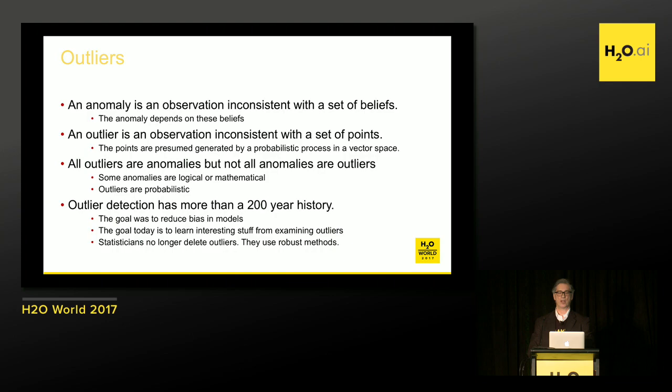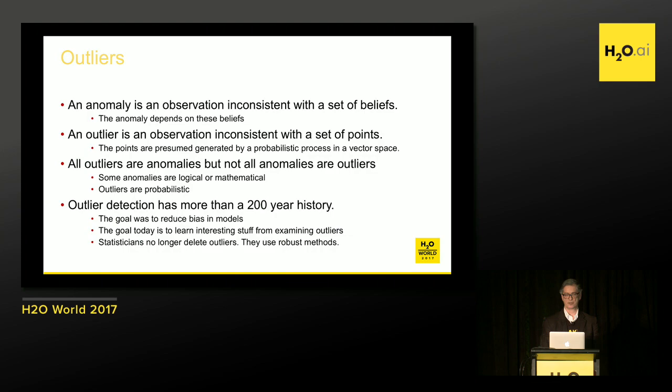Now, these are a few definitions of what outliers really are. The term is often used loosely and incorrectly. Outliers are a type of anomaly, but I distinguish general anomalies as observations that are inconsistent with your prior beliefs. This is a Bayesian kind of definition. But an outlier is an observation inconsistent with a set of points, I claim, because these points are embedded, based on a random process in a vector space. All outliers, in other words, are anomalies, but not all anomalies are outliers. Some anomalies are logical or even mathematical, but outliers are probabilistic.